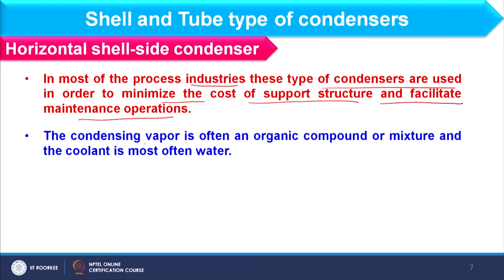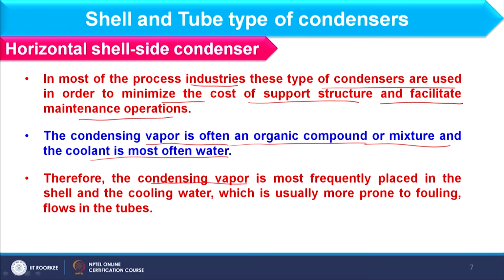So, in this case the condensing vapor is often an organic compound or a mixture, and the coolant is most often water. The condensing vapor is most frequently placed on the shell side, and the cooling media, which is the water, is usually more prone to fouling and therefore it should be allocated to the tube side. So, in shell side condensation, the vapor should enter into the shell side.